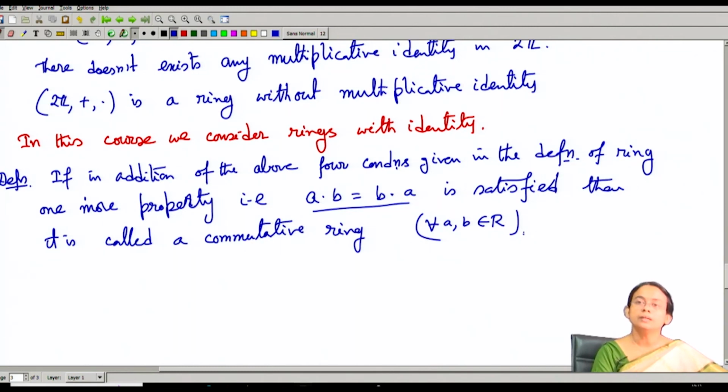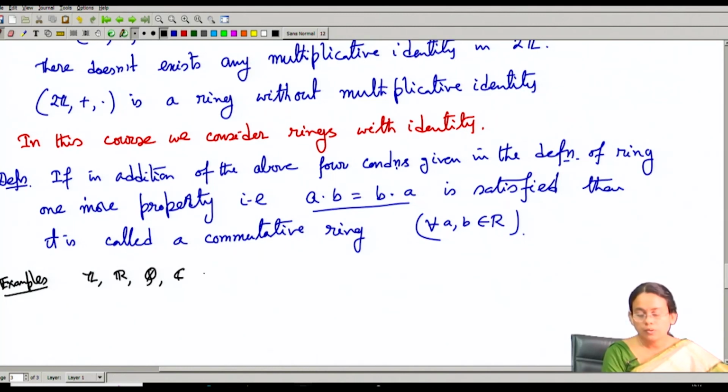Now, you can see the examples that we have already seen in the previous lecture. Among those examples, the ring of integers, the rationals, real numbers, complex numbers, all these are commutative rings. So, Z, Q, R, C are all commutative rings.